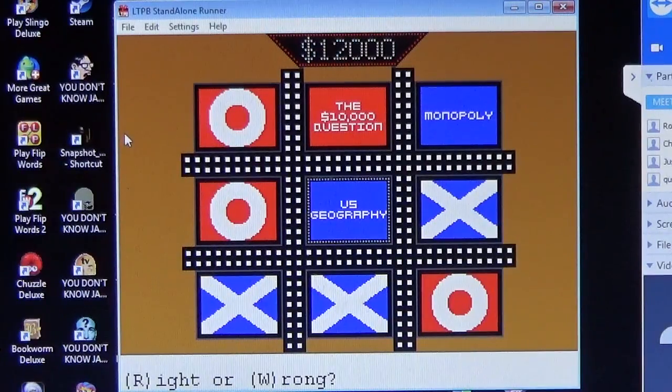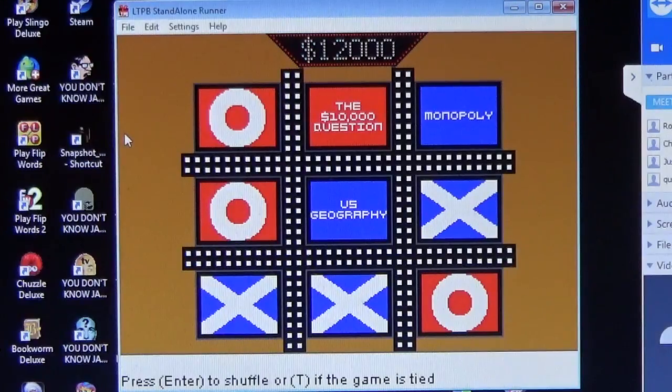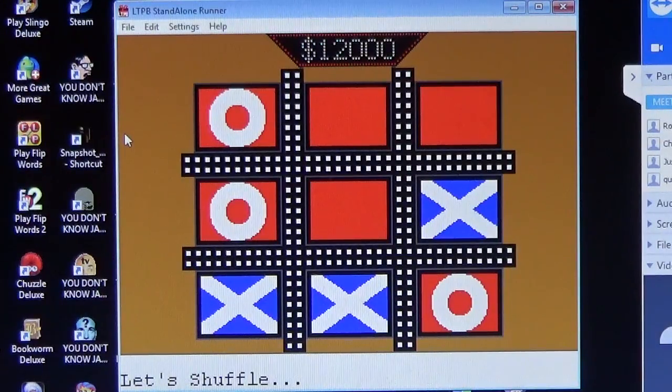Charleston is wrong. I'm sorry. The answer was Nashville on that one. And on the second one, the White City at the 1893 World's Columbian Exposition inspired the City Beautiful Urban Renewal Movement in Chicago, here in Chicago. Okay, so we have $12,000 in the pot still. We shuffle.